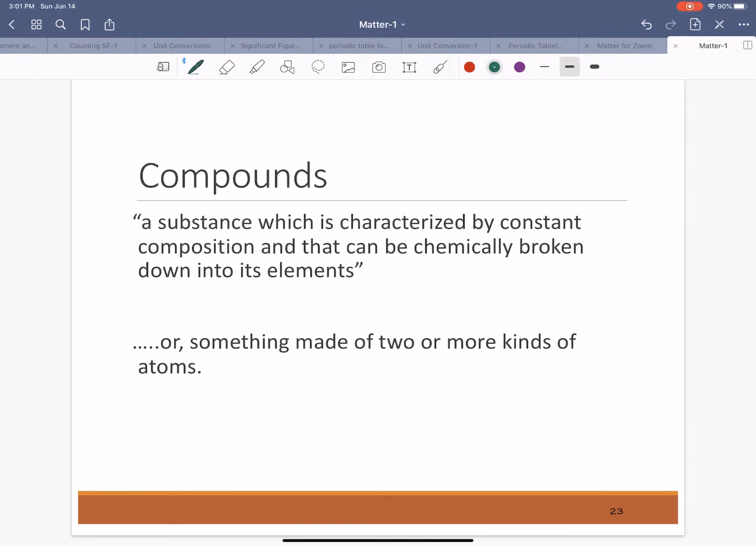Okay, a compound is made from elements, and here's a definition. A compound is a substance which is characterized by constant composition and that can be chemically broken down into its elements. So it's something made from elements, but it's larger than just the elements. And constant composition has to do with the number of each kind of atom in the basic unit. Or it's simply something made of 2 or more kinds of atoms.